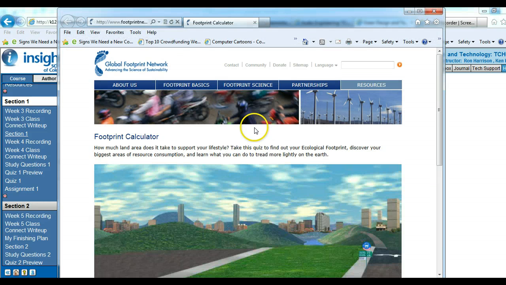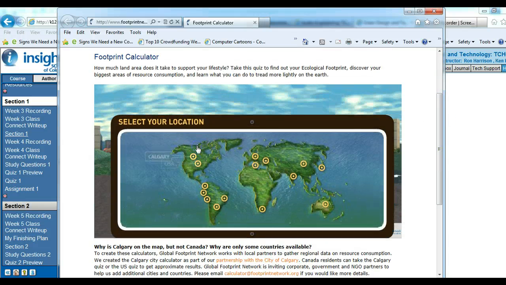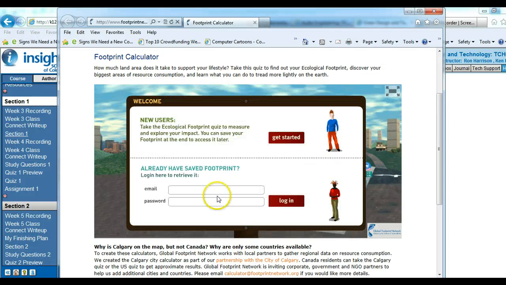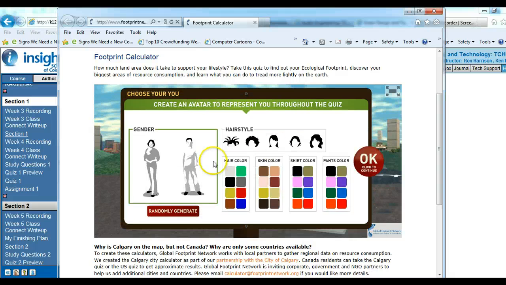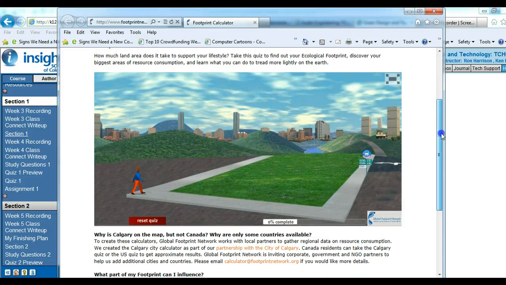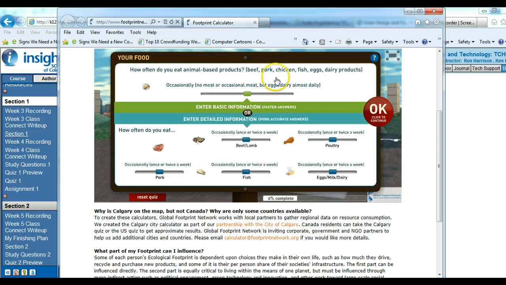Here's the calculator, it just popped up. Where do I live? I live in the United States. And I encourage you to do it for other countries to see what happens. So how many planets? New user, I get started. Okay, I'm going to be just a random male. So I'm going through the carbon footprint activity. Have your parents do it, and try it for a different country.